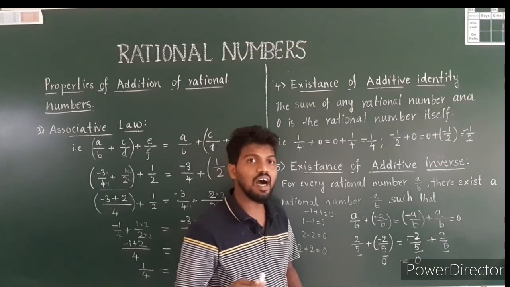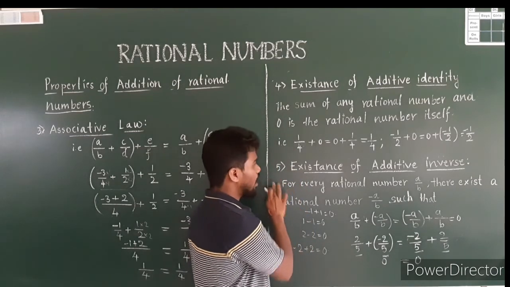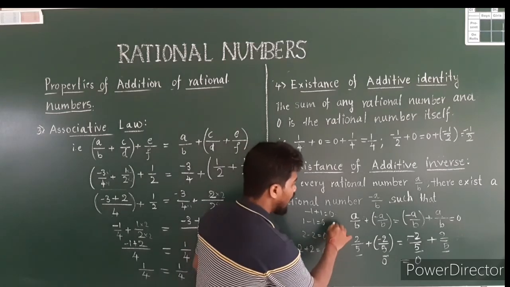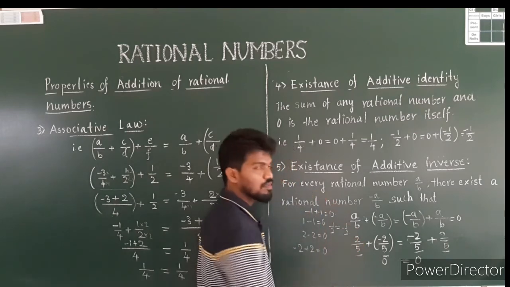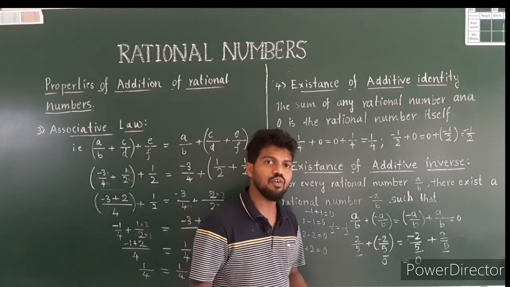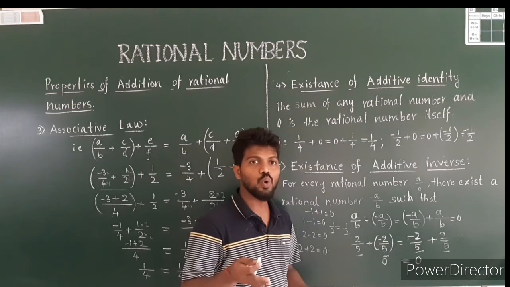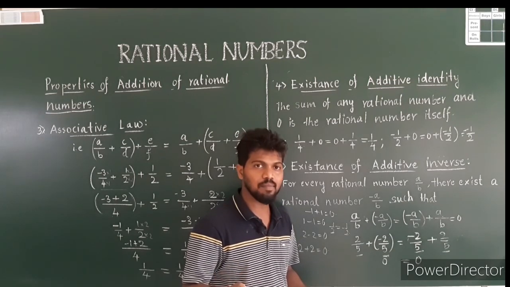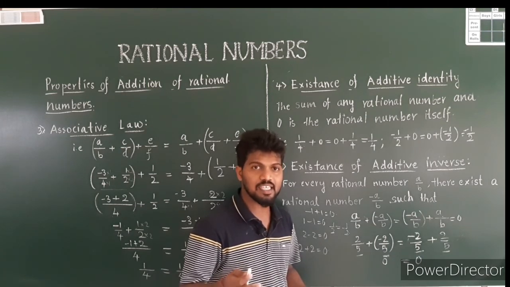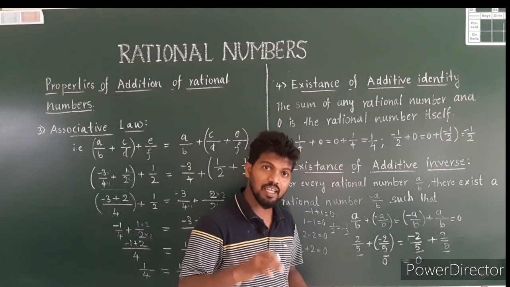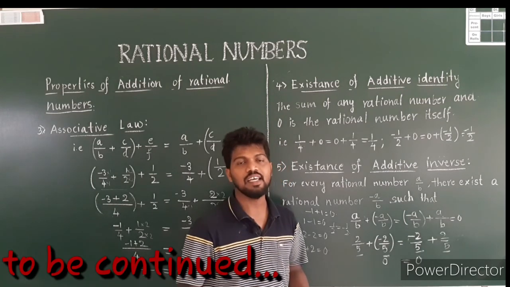Okay, the additive inverse of half, that is minus half. Half means 1 by 2. The additive inverse of 1 by 2 is minus 1 by 2. The additive inverse of 1 by 4 is minus 1 by 4. The additive inverse of 2: 2 itself is a rational number, 2 can be written as 2 by 1. The additive inverse of 2 is minus 2. The additive inverse of minus 2 is 2. So that means 2 minus 2 you get 0.